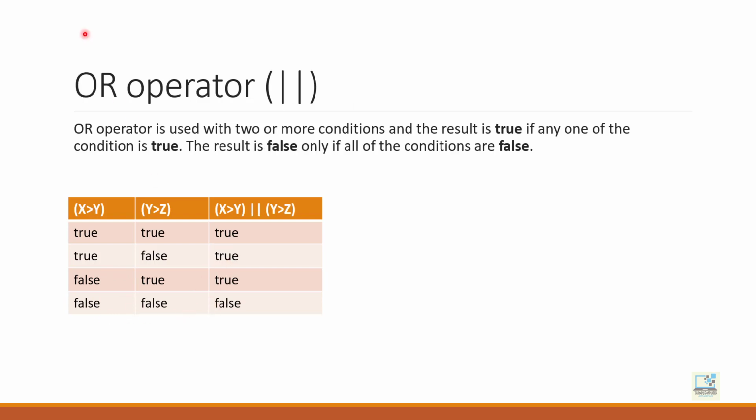Next one is the OR operator. OR operator is used with 2 or more conditions, and the result is true if any one of the conditions is true. The result is false only if all of the conditions are false. Same example, but if I use logical OR, then if any one of them is true, the result will be true, and only when both of them are false, the result will be false.